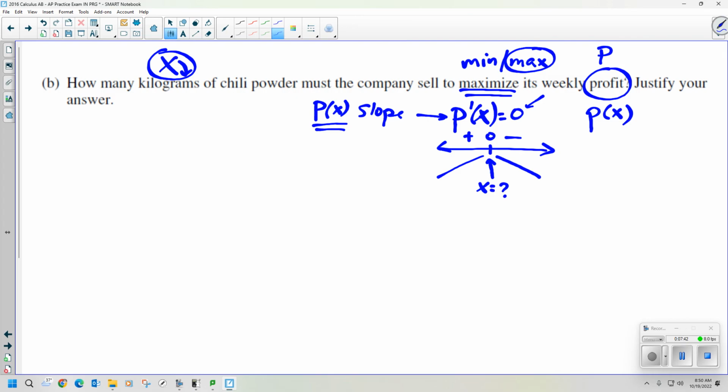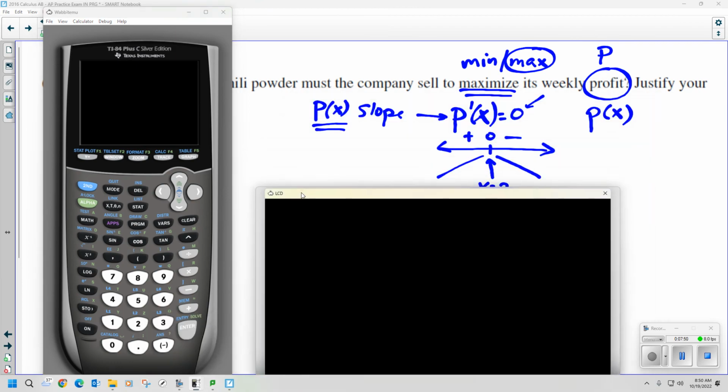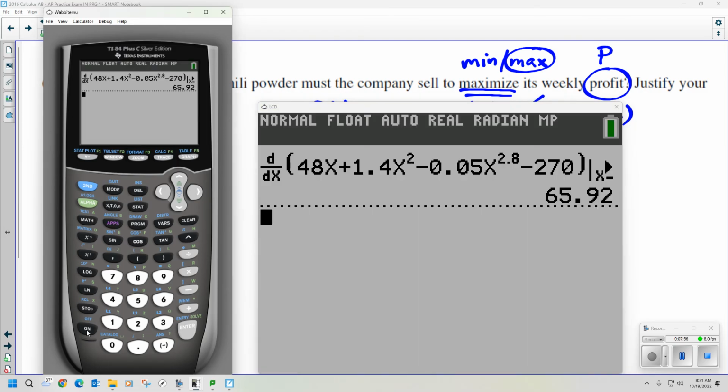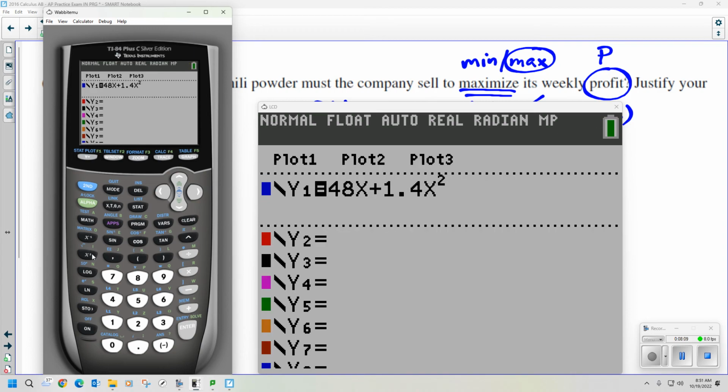I can literally use the max function in the calculator. That's going to be the easiest way to do this. I mean, hey, they let us use the calculator, so here we go. It's going to be a lot easier than trying to make that derivative equal to 0. I tell you that. So let's turn this on. Okay, let's go to y equals, and let's put in our equation once again. 48x plus 1.4x squared. I'm sure you guys are thrilled hearing me speak it as I type it.